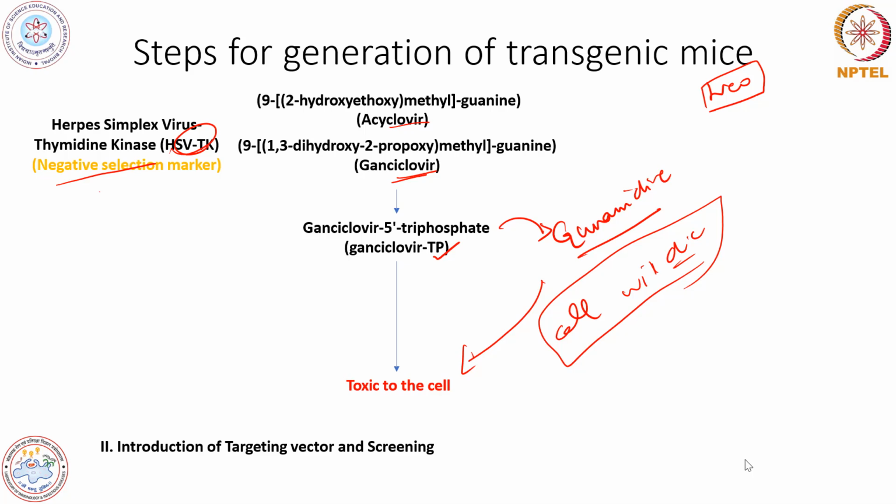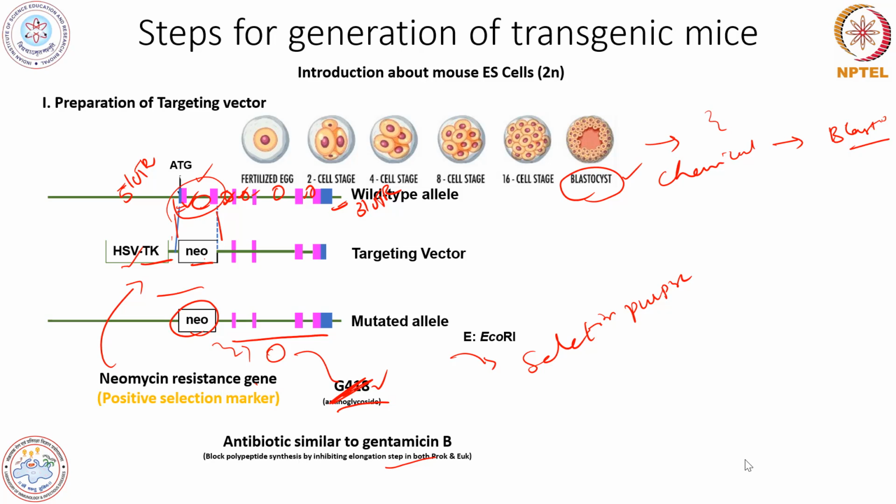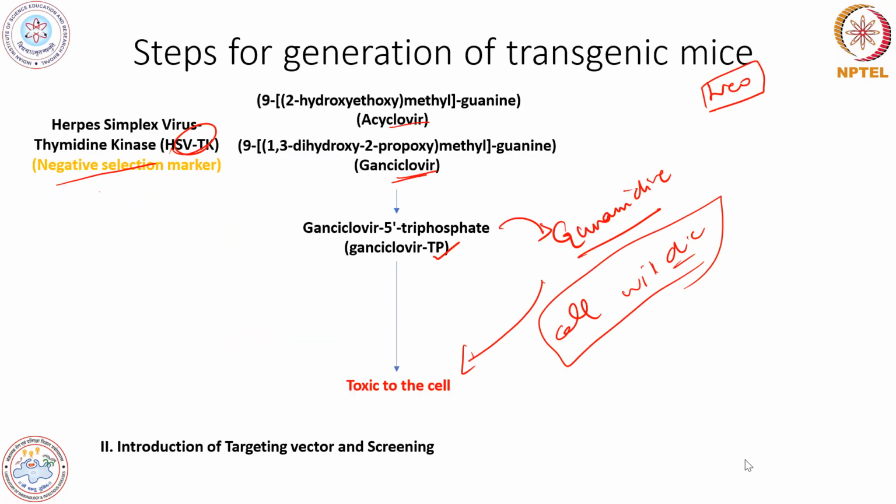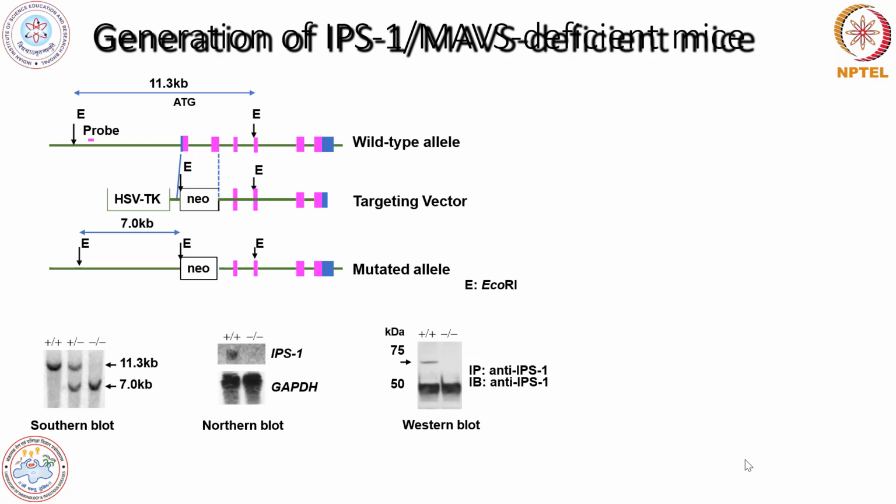Yes. So these are the two ways to do the selection. Either it can be the positive selection or it can be the negative selection of the cells. Then if you want to select the cells, this is how it looks.